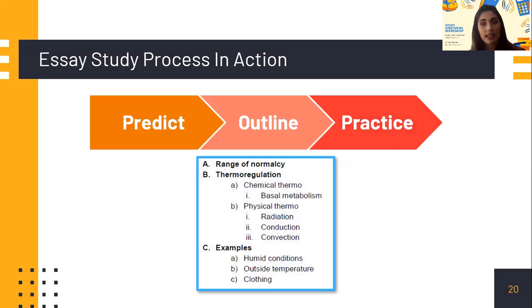This student here has come up with an outline. It looks just like your notes with bullet points. You don't want to go into too much detail. You just want to write down those key words, main ideas that you know you will want to include to answer the question.